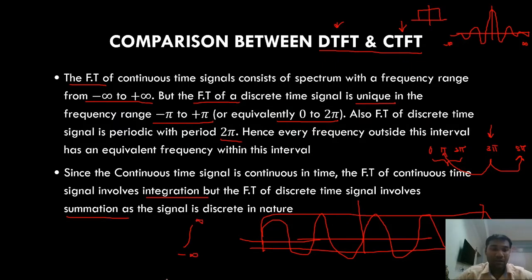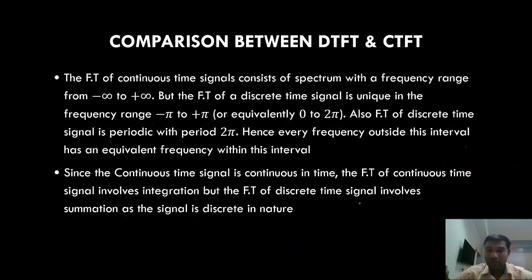I can consider integration. But in case of summation, in case of discrete time signals, my signal is going to be discrete in nature. That is, it will be defined at 0, it will be defined at 1, 2, and so on. In between 0 and 1, I do not have any definition for my discrete time signal. So if I consider integration here, I must define the signal in between my discrete time instants also. In between 0 and 1 also, I should have some definition for this signal. So since I don't have any definition in between 0 and 1 or 1 and 2 or 2 and 3 and so on, I cannot use integration. I can only use summation.